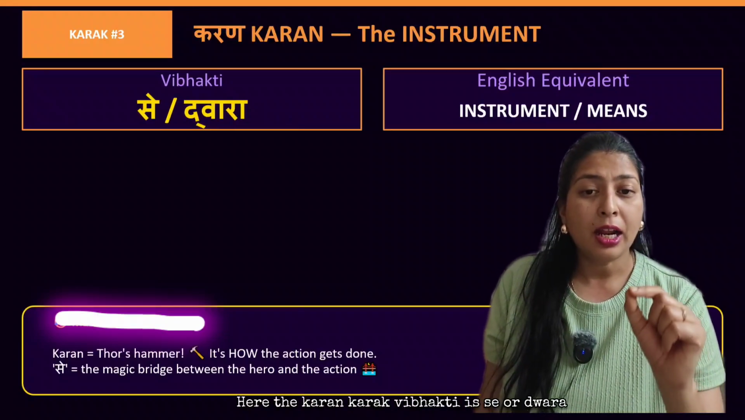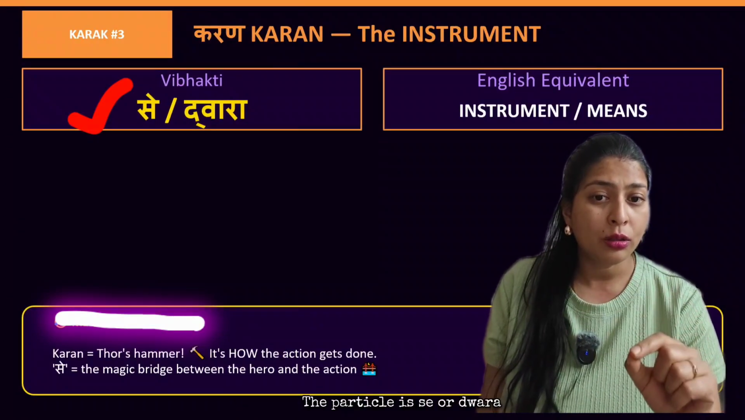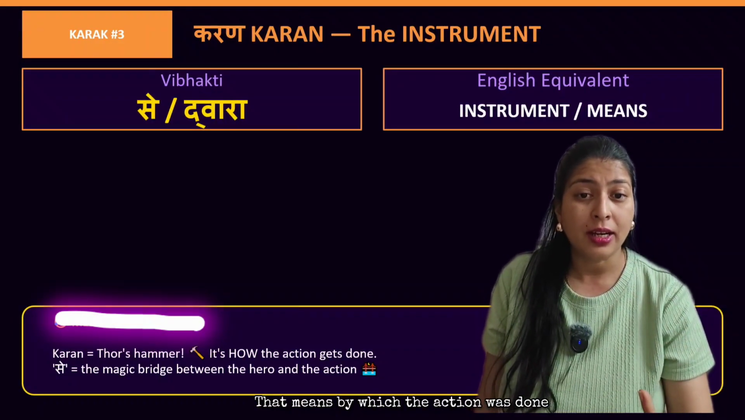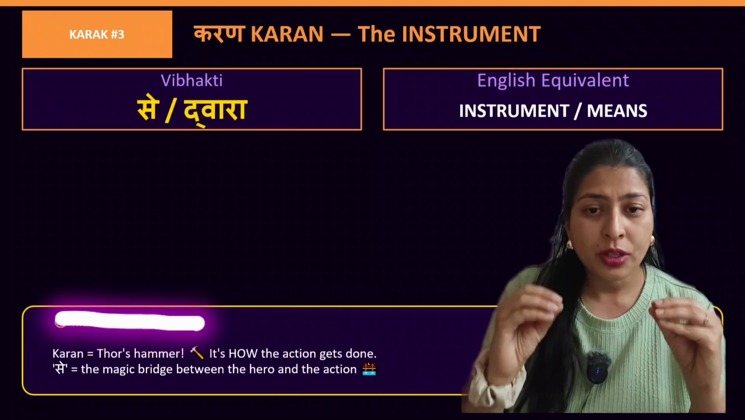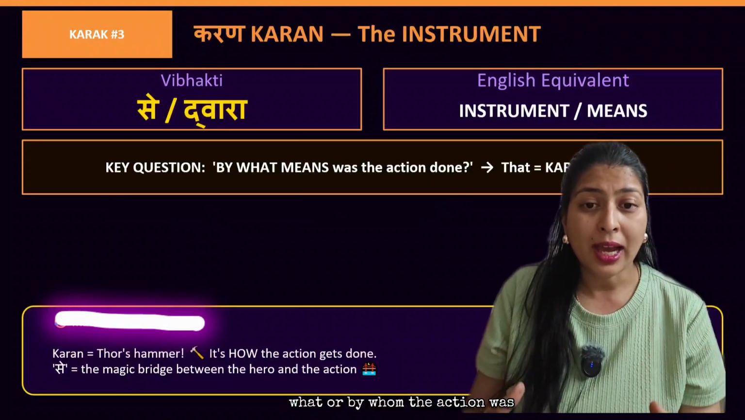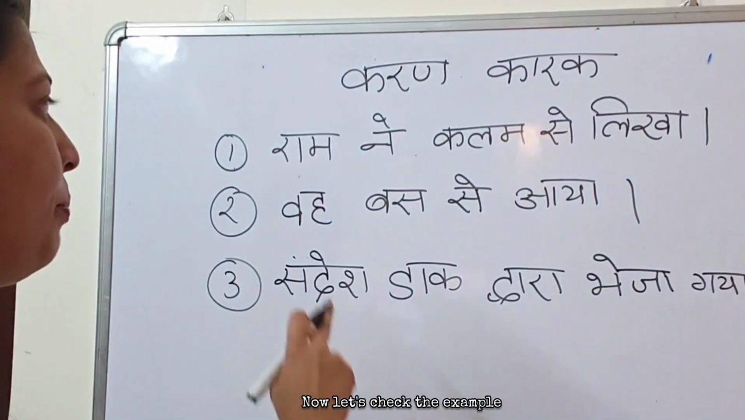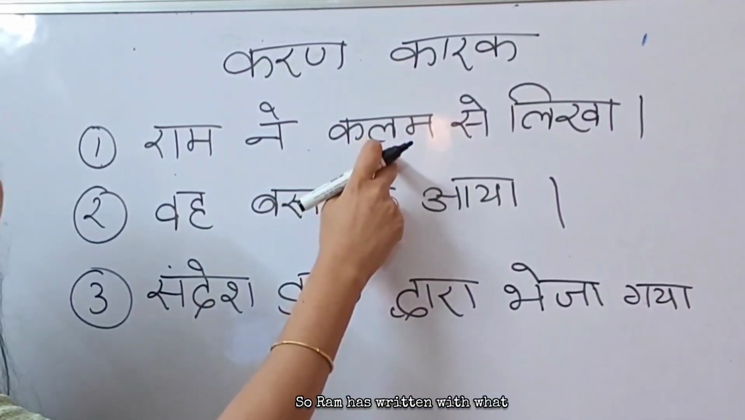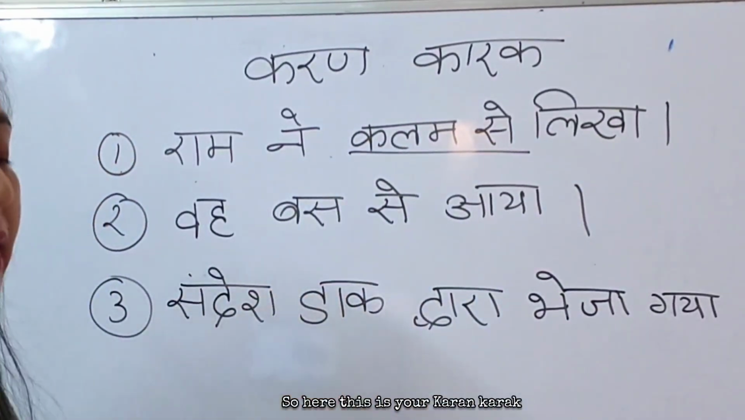Now type 3, Karan Karak. Here the Karan Karak Vibhakti is se or dwara. The particle is se or dwara. That means by which the action was done. And how will you identify whether it is Karan Karak or not? Here you have to ask by what or by whom the action was done. Let's check it with an example. Ram ne kalam se likha. So Ram has written with what? Kalam, with a pen. So here this is your Karan Karak.